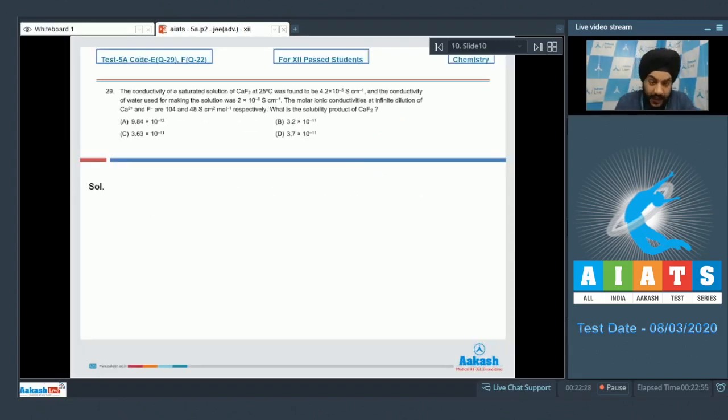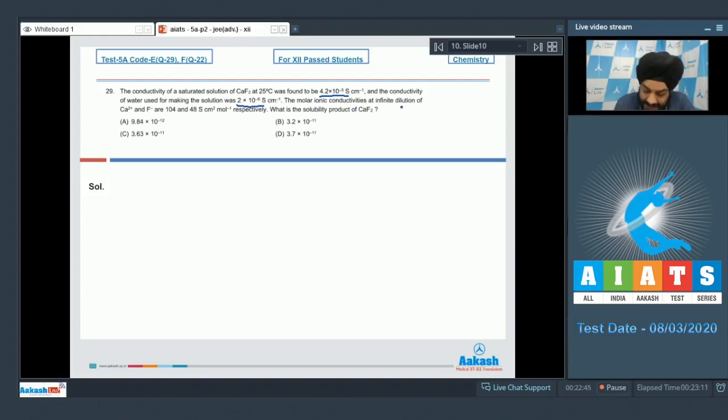Question number 29. The conductivity of a saturated solution of CaF2 at 25 degrees C was found to be 4.2 into 10 to the power minus 5 Siemens per centimeter, and the conductivity of water used for making the solution was 2 into 10 to the power minus 6 Siemens per centimeter.